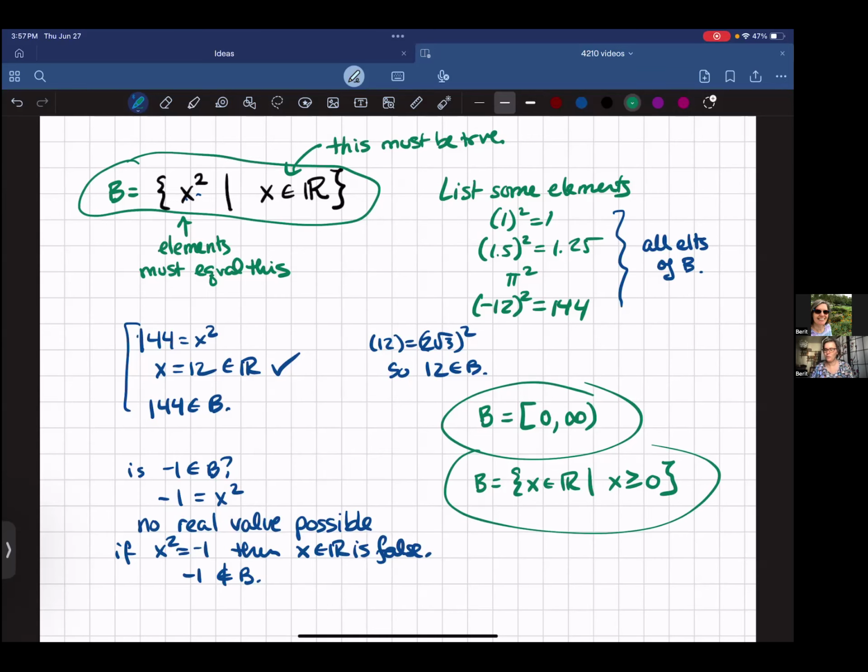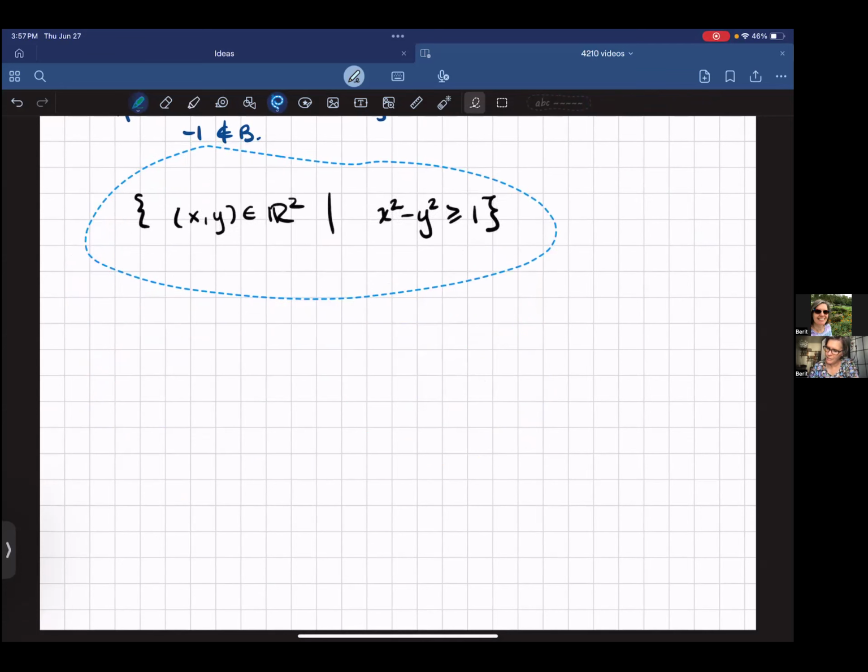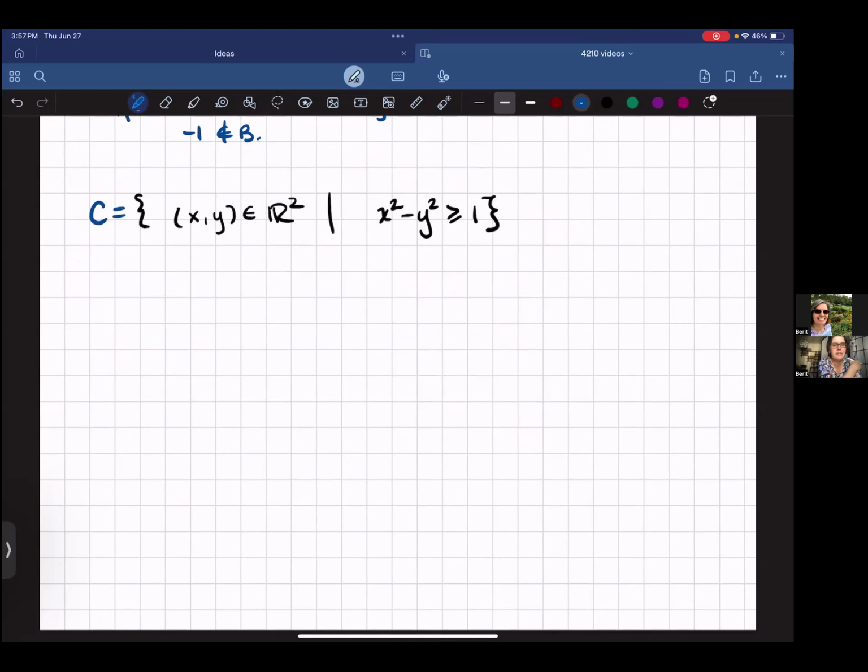Okay, let's do another example. Let's call this set C. C is the set of all (x, y) in the plane R2 such that x squared minus y squared is greater than or equal to 1. So our universe now here is the plane R2. R2 means xy axes, and the points are ordered pairs.